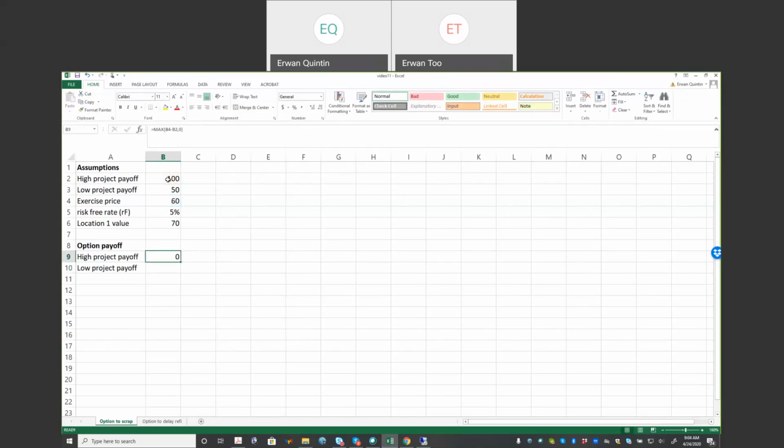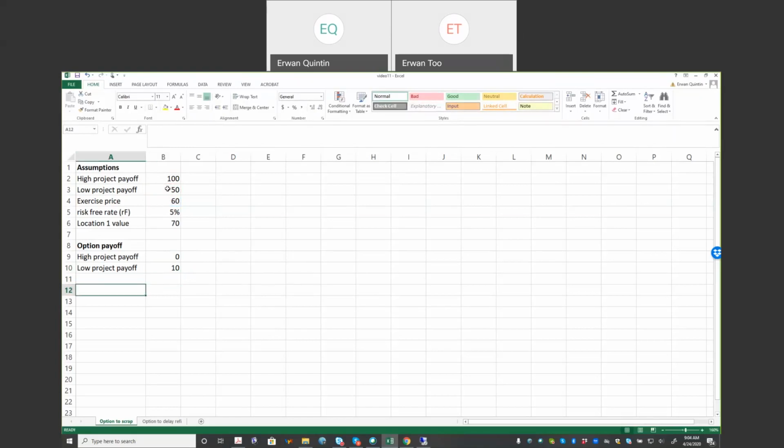Good. So we already computed this. We know that the option to scrap is worthless when the project is doing well. It's kind of intuitive, obviously. Same thing. What is the value of the option to scrap when the project payoff is low? Well, I can sell the project for 60, but I lose 50 because I no longer have the project, I've scrapped it, and otherwise I can do 0. In that case, the option is in the money and it has value $10 million.